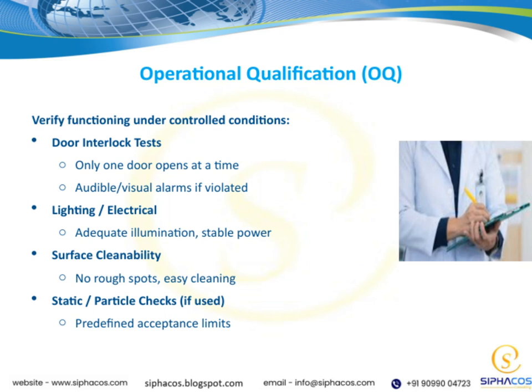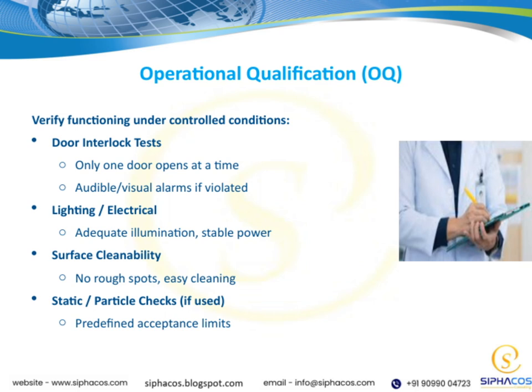Next, we look at lighting and electrical aspects. It's essential that the area has adequate illumination so everything is visible, and that the power supply remains stable to support consistent operation. Proper lighting and stable electrical conditions help maintain a safe and efficient environment. We also need to check surface cleanability. The surfaces should be smooth, with no rough spots that could trap contaminants, making cleaning easier and more effective. This is vital for maintaining cleanliness and preventing contamination issues.